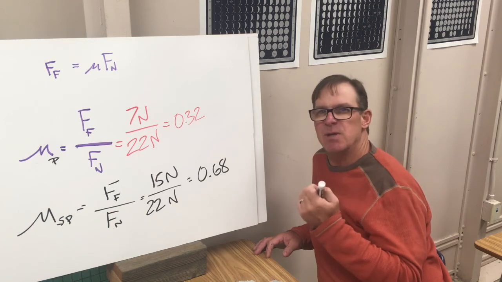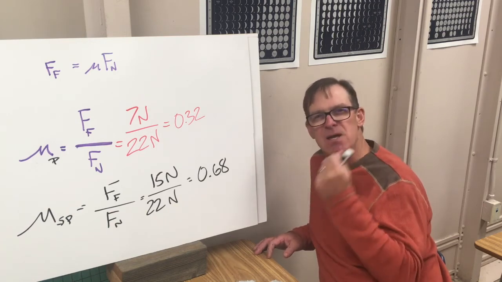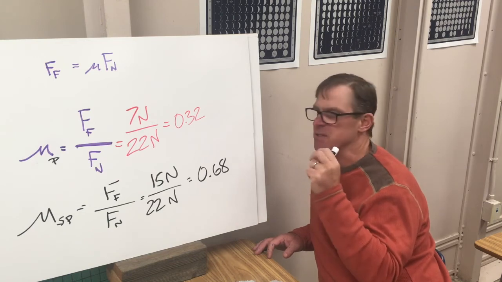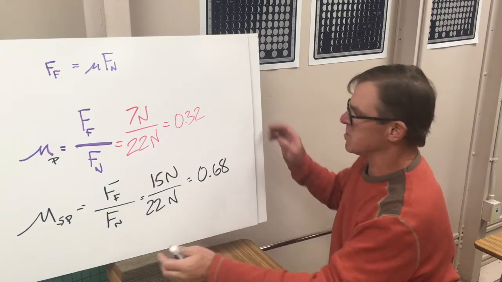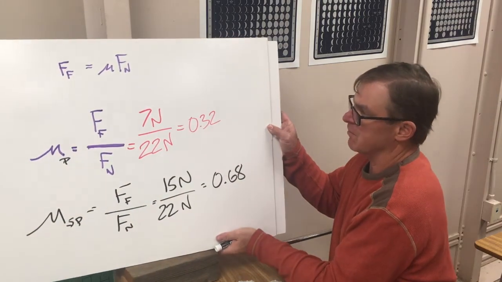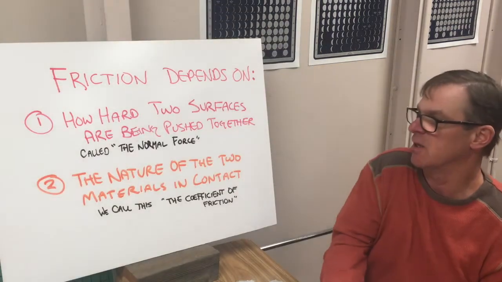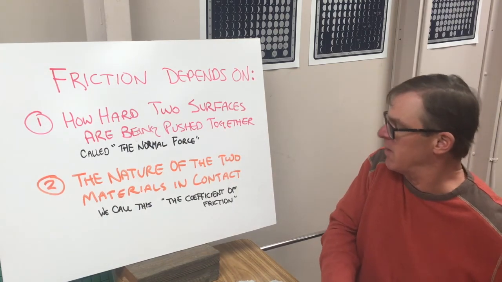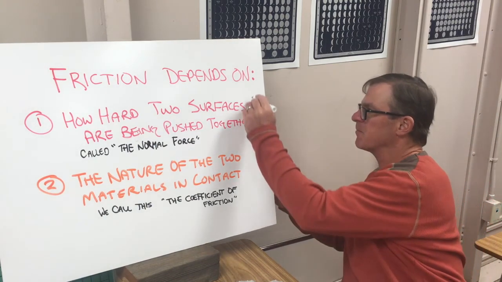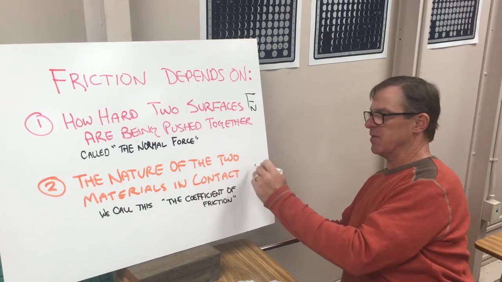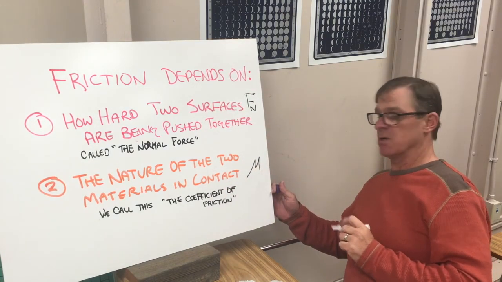So I'm hoping you get a sense of what mu is. Mu is a measure of how much friction there really is between two surfaces, and the ultimate force I had to pull depends on two things: the normal force, Fn, how hard they were being pushed together, and the nature of the surfaces, which is what we changed, the mu.